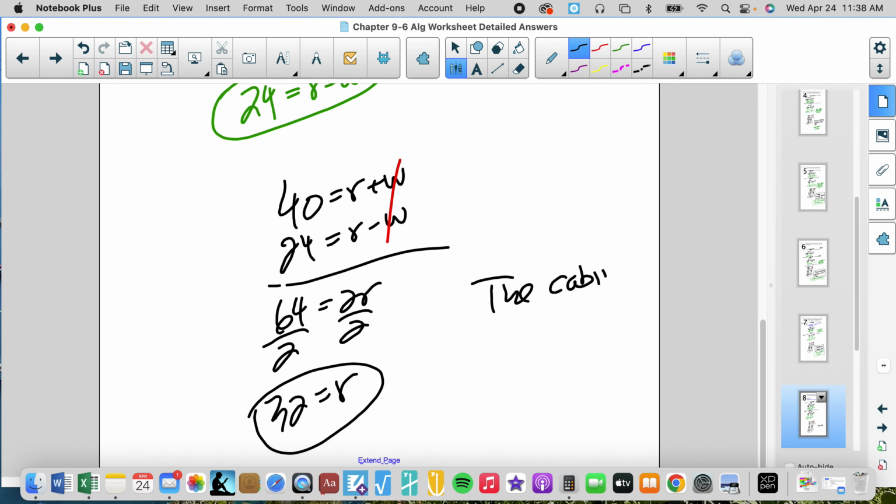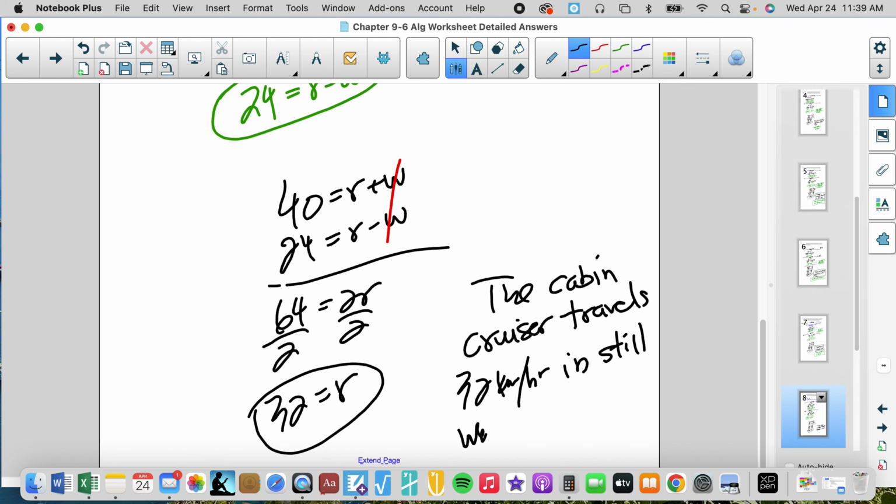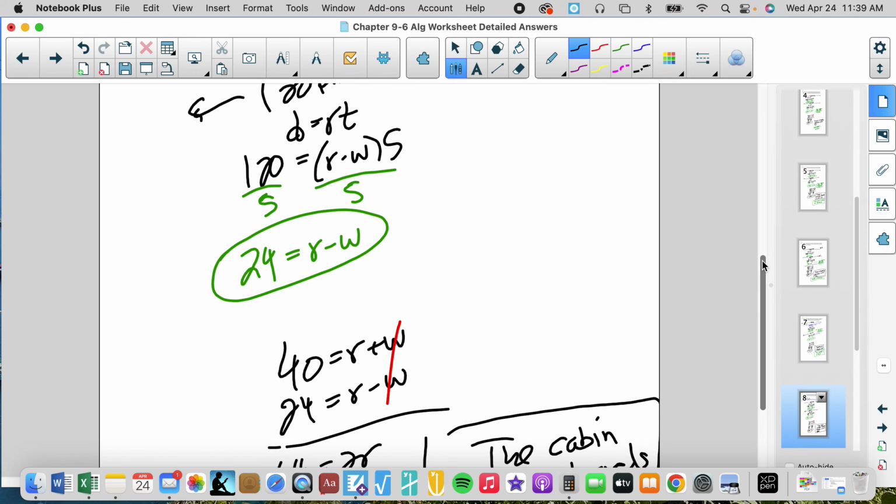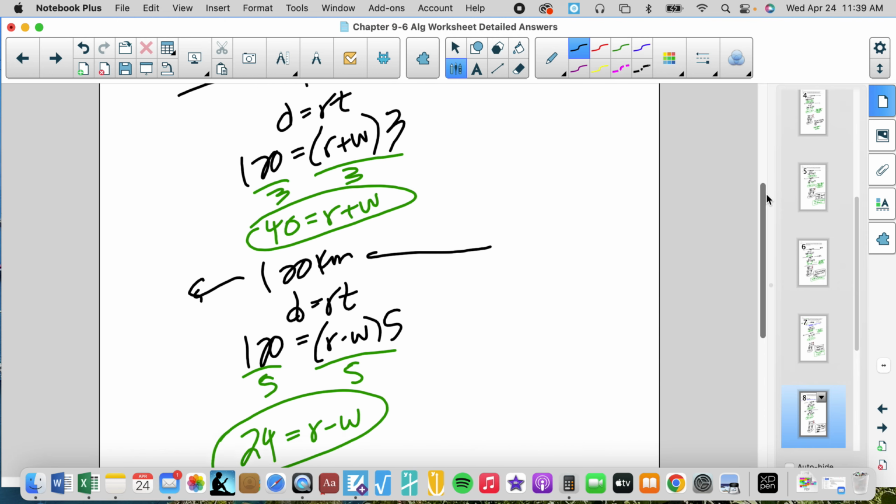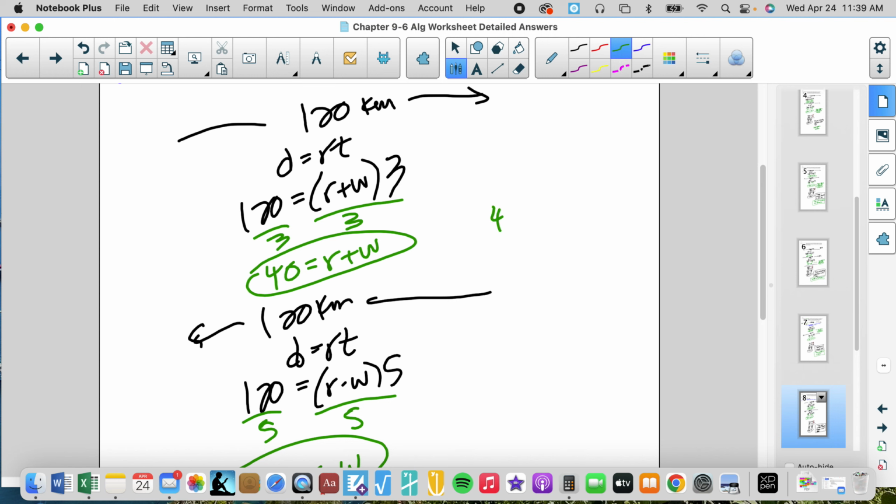The cabin cruiser travels 32 kilometers per hour in still water. And then we go back to here. What was it? 32. 40 equals, we put the speed in there, minus 32, and then we solve for the current. So 8 equals W, which represents the current.